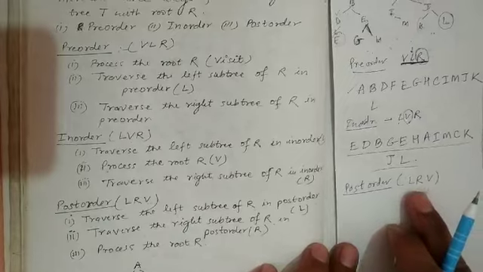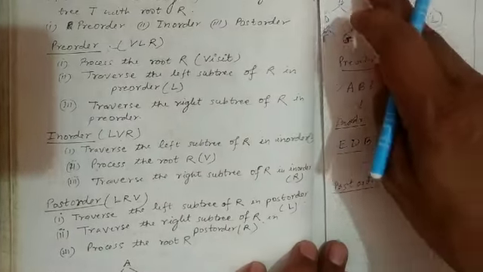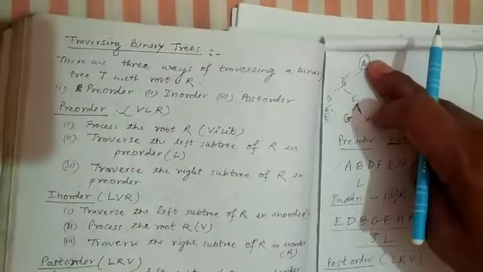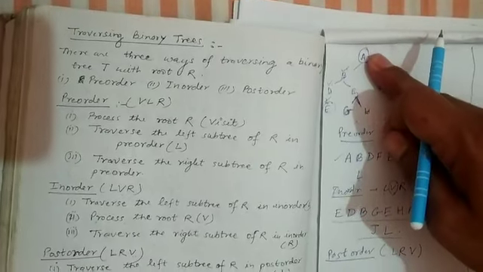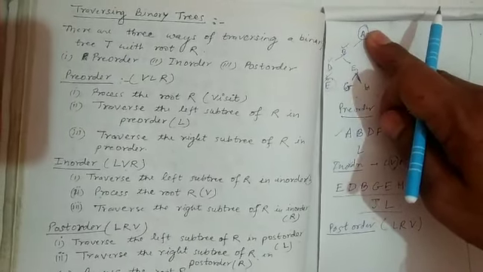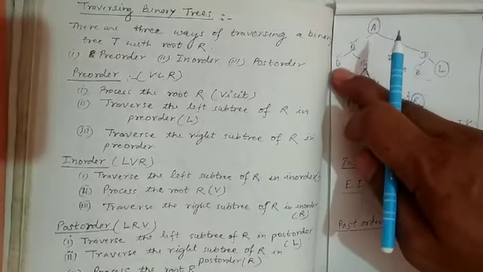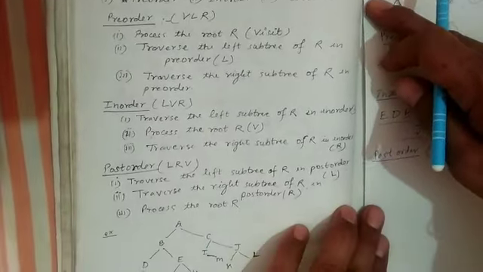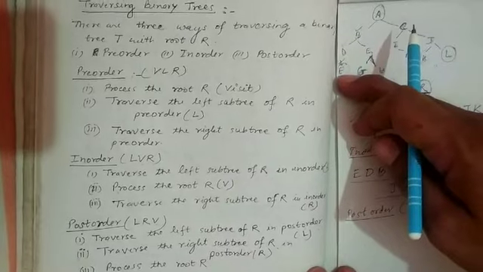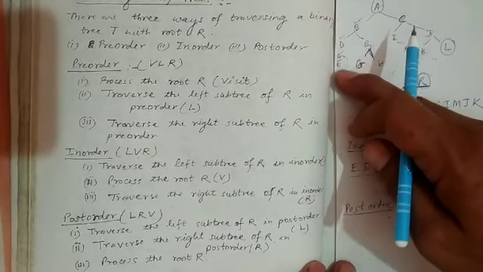Now how? You will start from the root node. The root node is A. So LRV will be called. LRV is saying first move left. Then move left, here again LRV will be called, then move left to D. Again LRV will be called, then move left. Again LRV will be called, move left, no left.